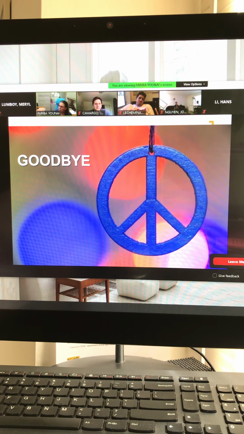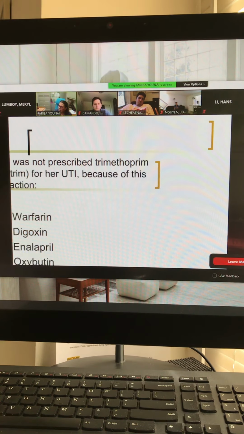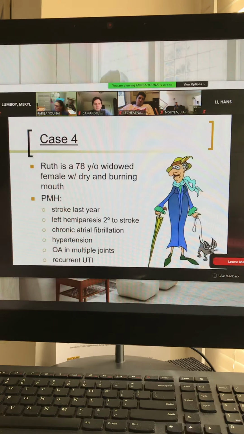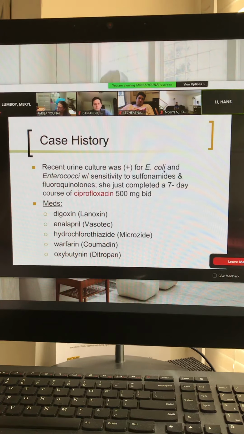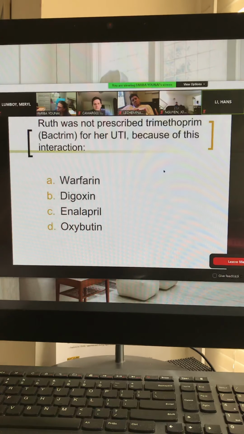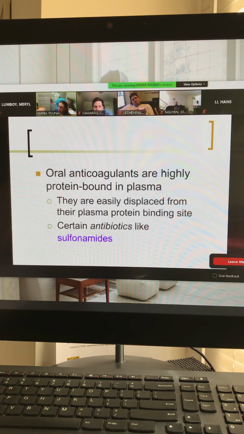Was it this other case? No, I think it was 7. You passed it. Yes, sulfonamides. So it was the effect that sulfonamides have on coumadin, and the explanation is here, that they do interfere with the protein binding site for coumadin. Sulfonamide competes with that on the binding site. I see. Thank you. Sure.